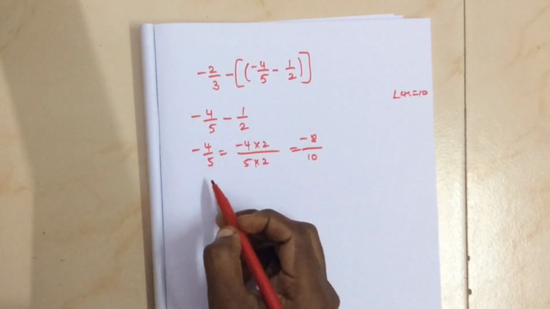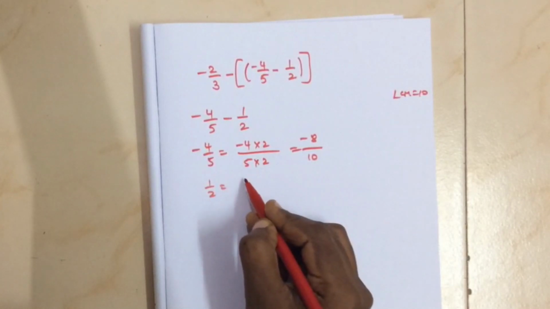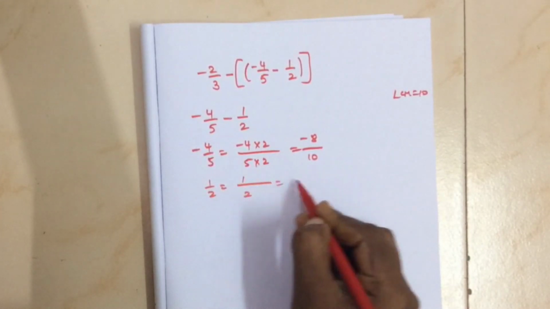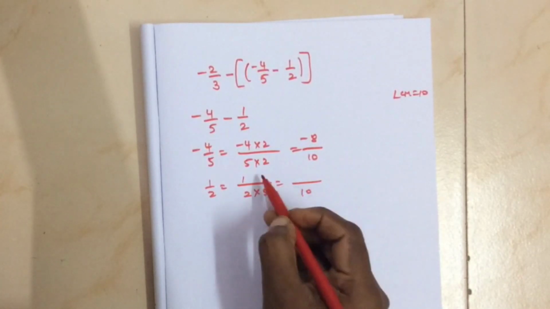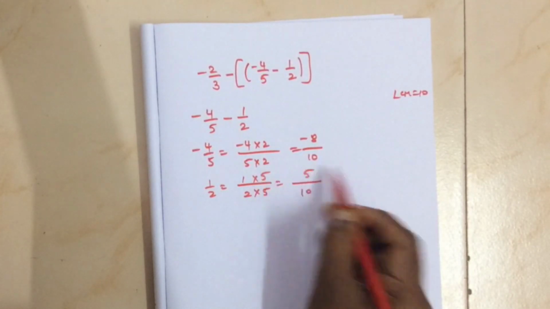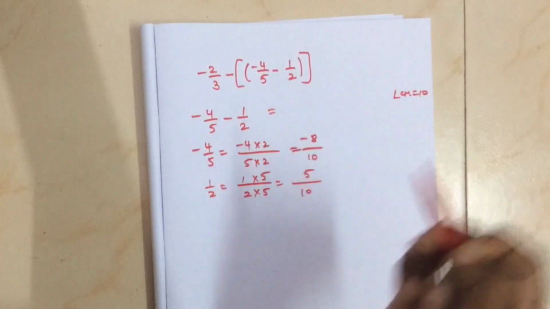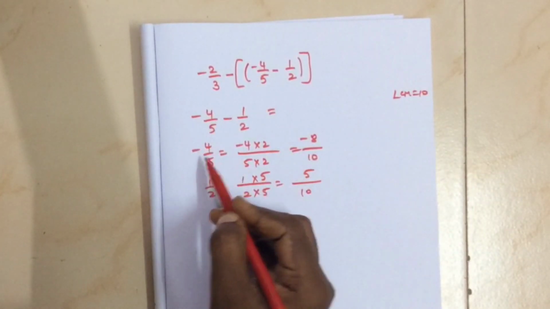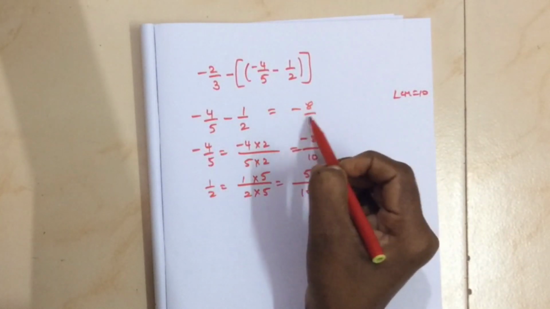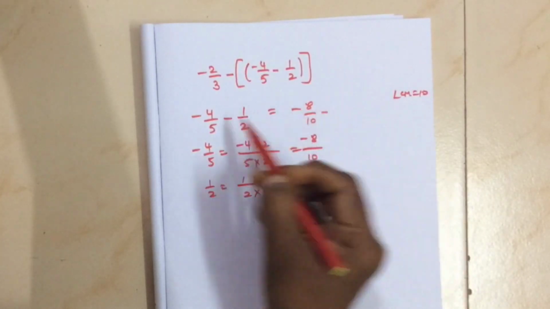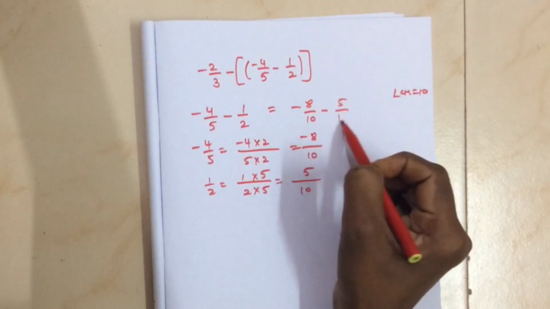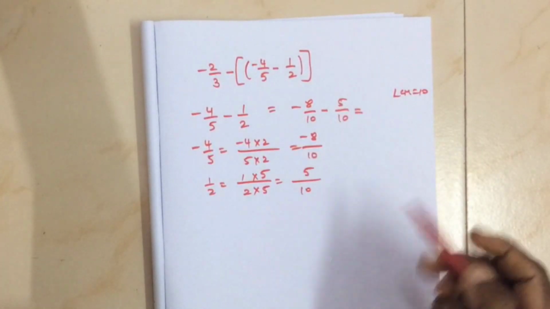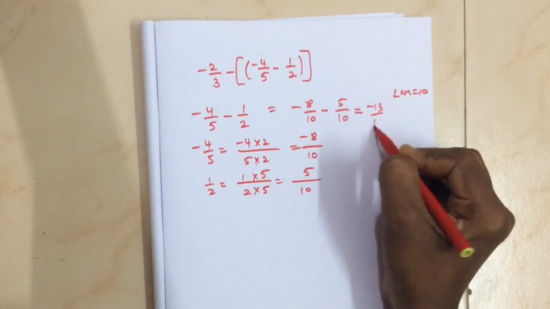So again it is 1 by 2. Here it comes 10, so it should be multiplied by 5. 2 5s are 10 and again 5 here, that is 5 by 10. Here minus 4 by 5 is equal to minus 8 by 10. I am giving a minus here, and this 1 by 2 is equal to 5 by 10, which gives minus 13 by 10.